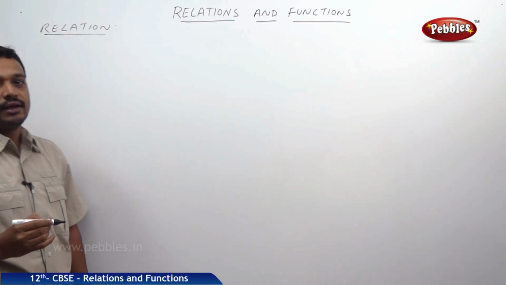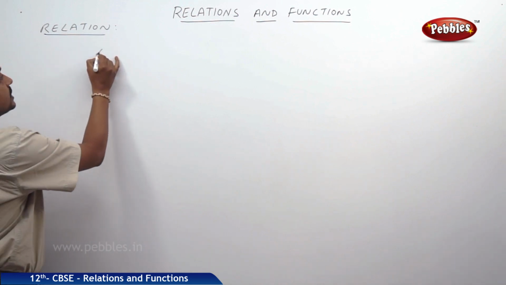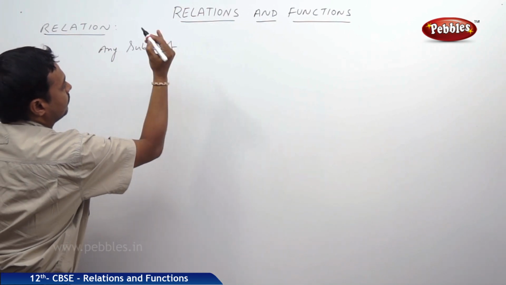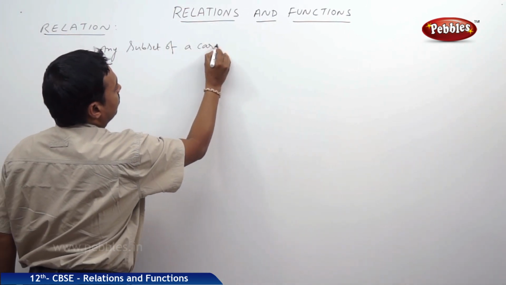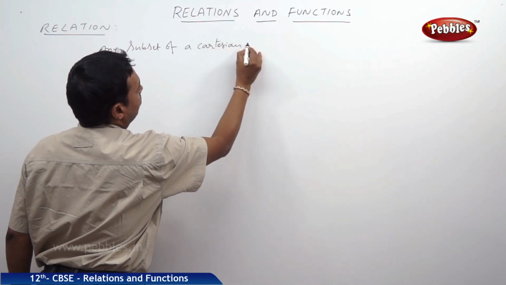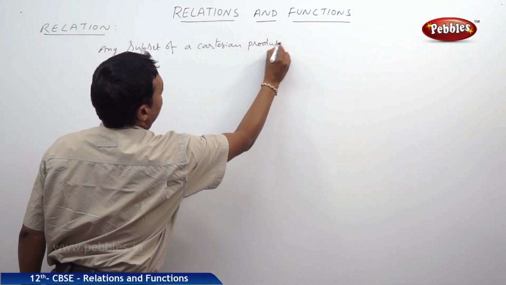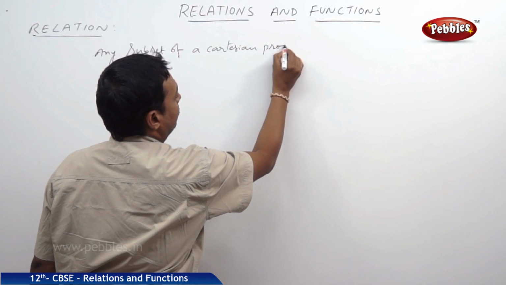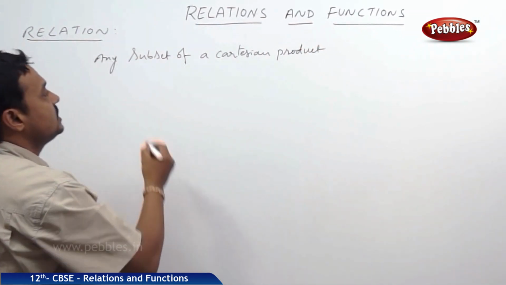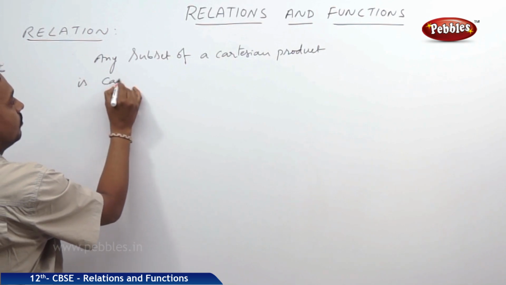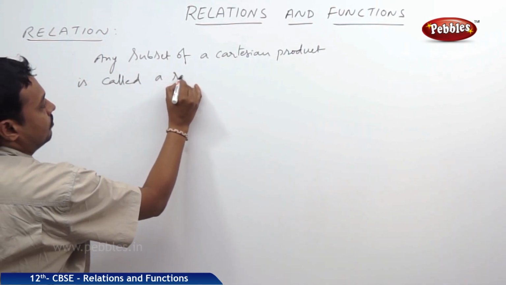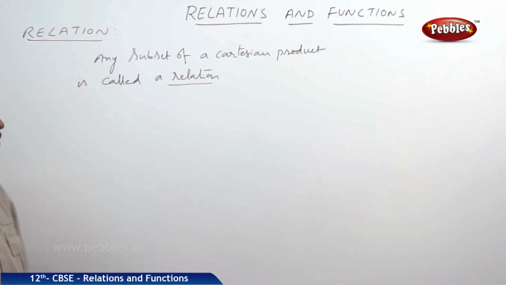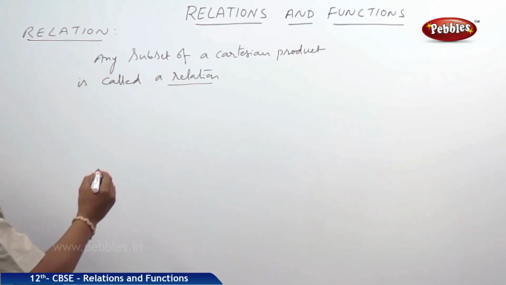Now, let us define relation. Any subset of a Cartesian product is called a relation. So, this is the mathematical definition. Any subset of a Cartesian product.